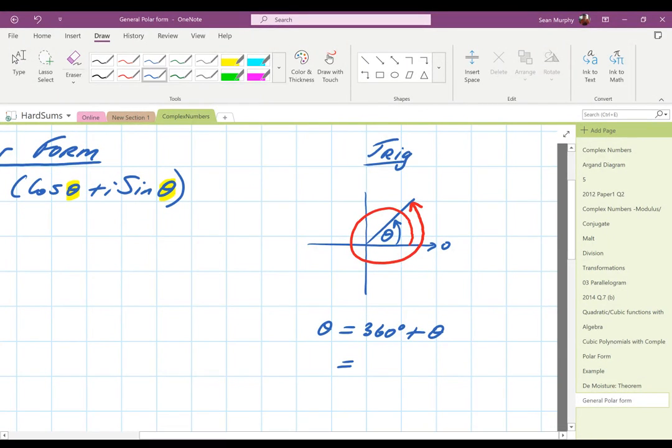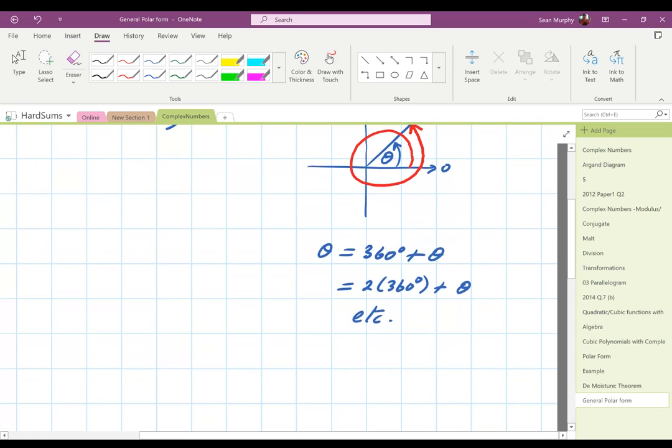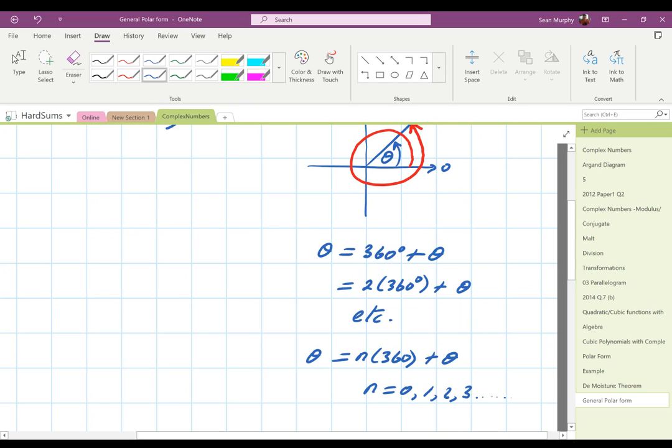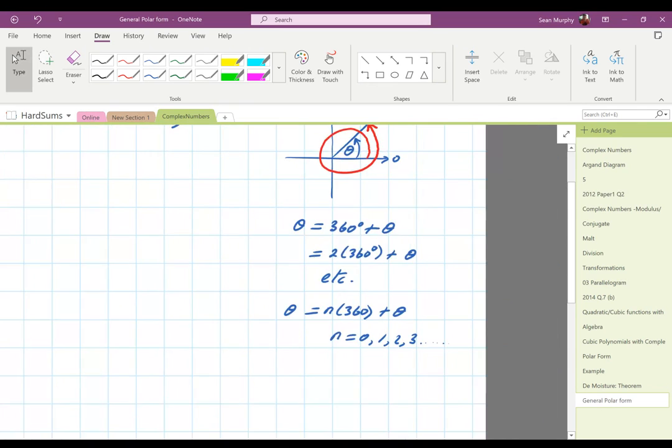It's also equal to, you can go around twice. There's nothing stopping you going around twice. So it's 2 times 360 plus theta, etc. As a matter of fact, we can say in general that theta is equal to n times 360 plus theta, where n is the number of times you go around the circle. n could be anything from 0 upwards, basically. When it's 0, of course, it's theta itself. But you can go around 1, 2, 3 times, etc. There's no end to the number of answers you can have for theta. So that's the main idea that's different here.